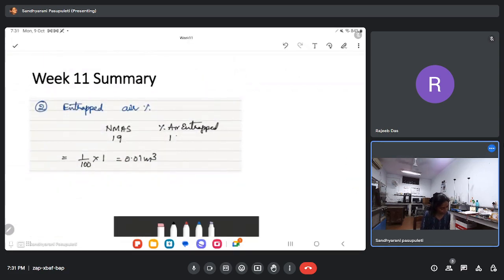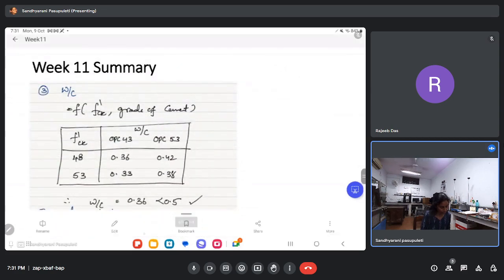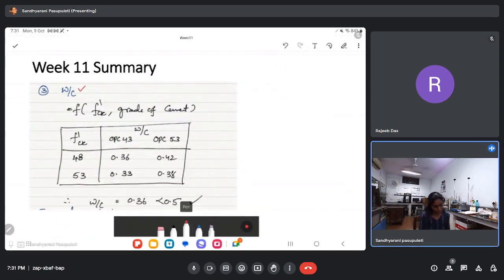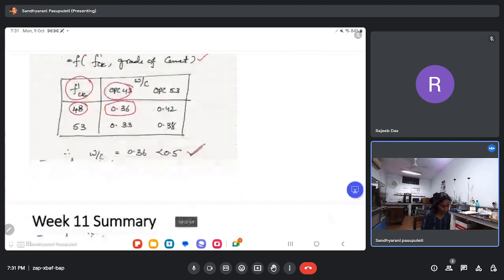In the second step, it was given that the NMAS is 19 mm. So directly for the NMAS of 19 mm, 1% is the air trap. So 1 by 100 of 1 will be 0.01 meter cube. In the third step, we have to calculate the water to cement ratio. This again depends upon the characteristic strength and also the grade of the cement. This fck we have already calculated previously, it was coming 48, and the OPC they have mentioned was 43. So our value will be 0.36, and this is less than the maximum value, so it will be okay.